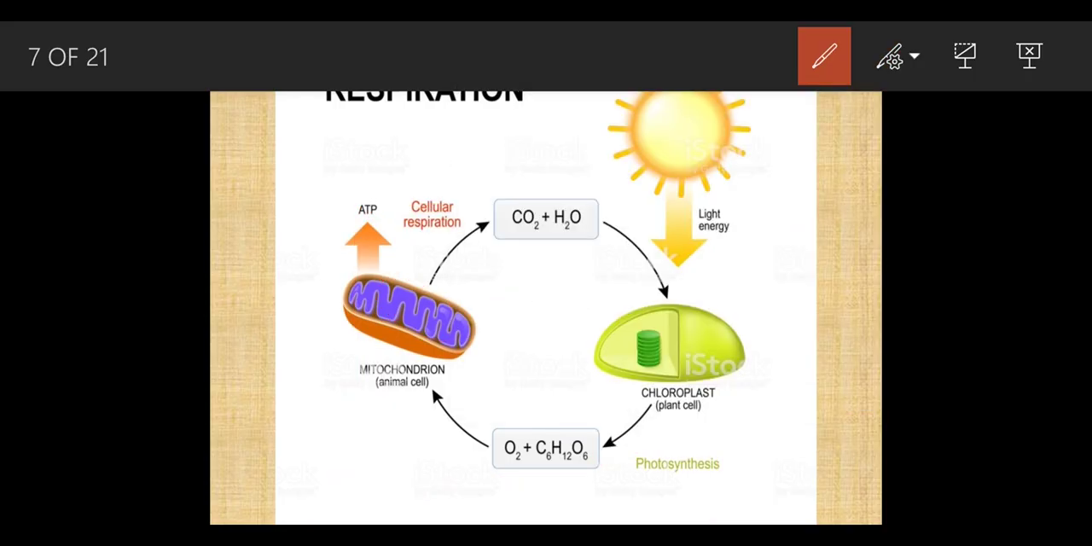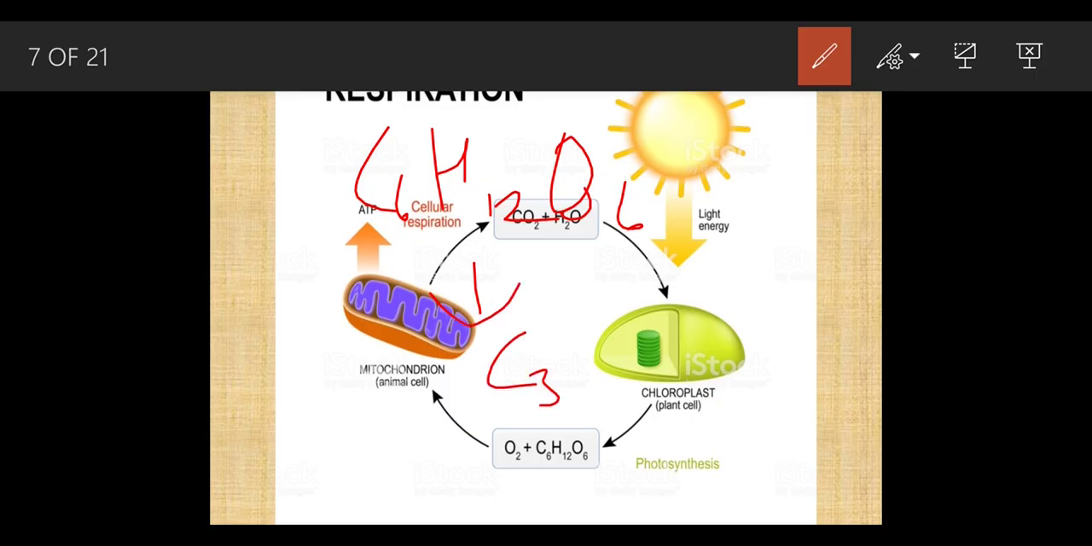This formula of glucose gets broken down into C3. How many carbons were there? There were 6 carbons, and eventually it got converted into 3 carbons. This 3-carbon compound is called pyruvate. What is pyruvate? It is nothing but half of the glucose. Pyruvate.